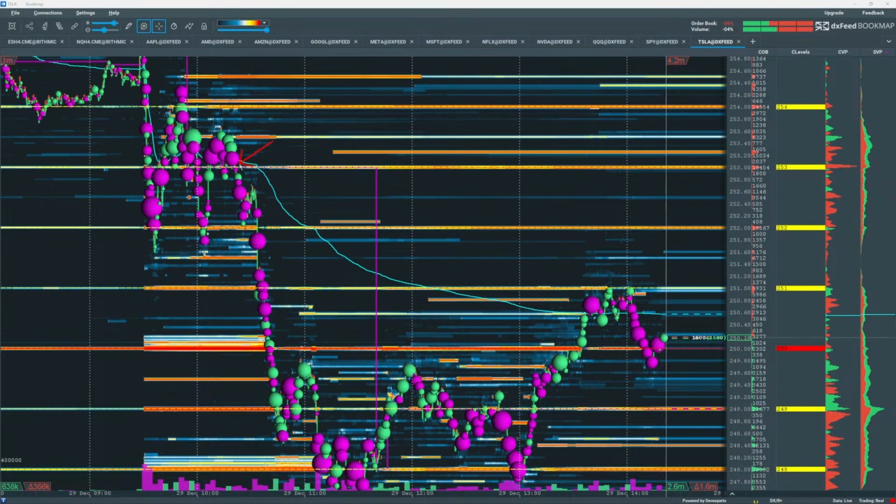Short setup in Tesla, break below VWAP, shown by the blue line there. Another double bottom.